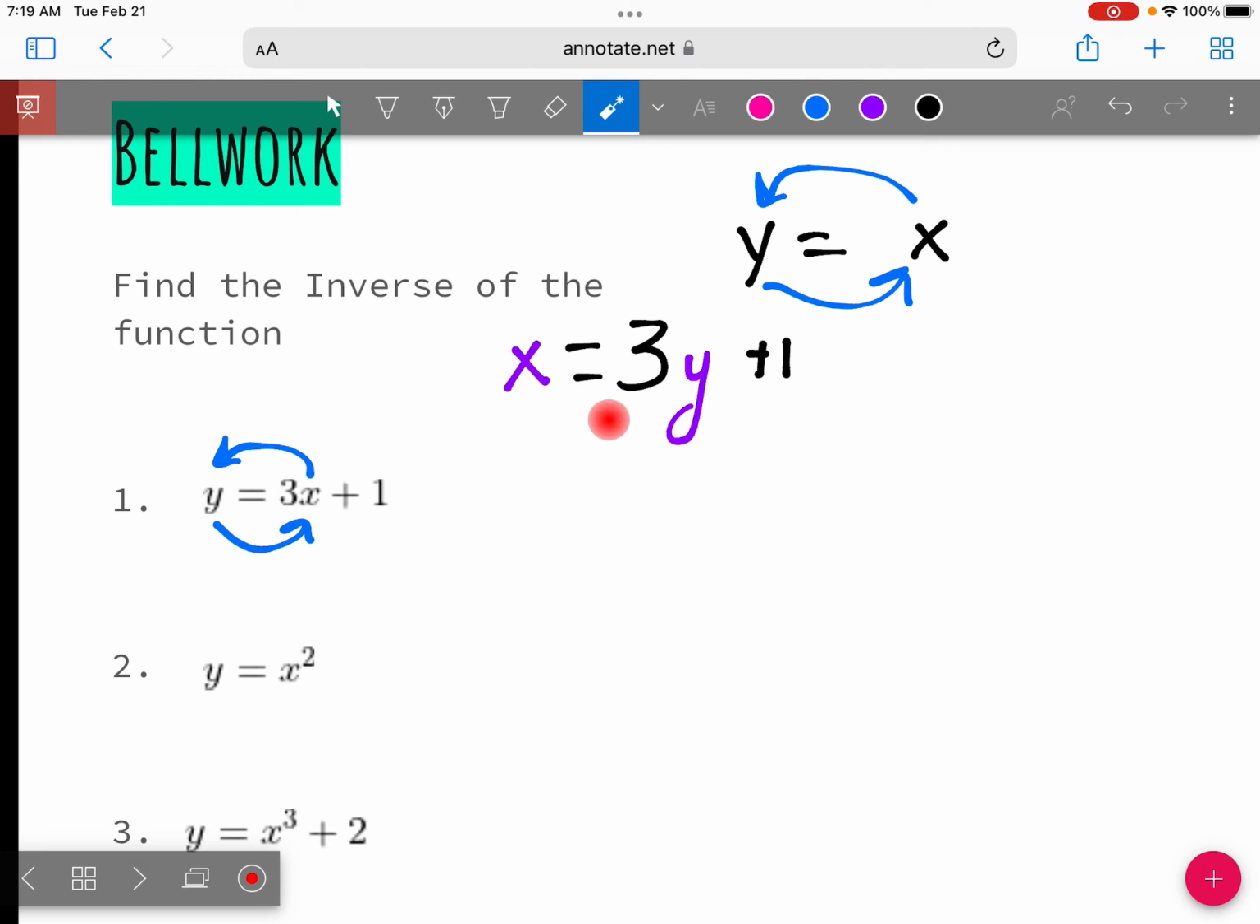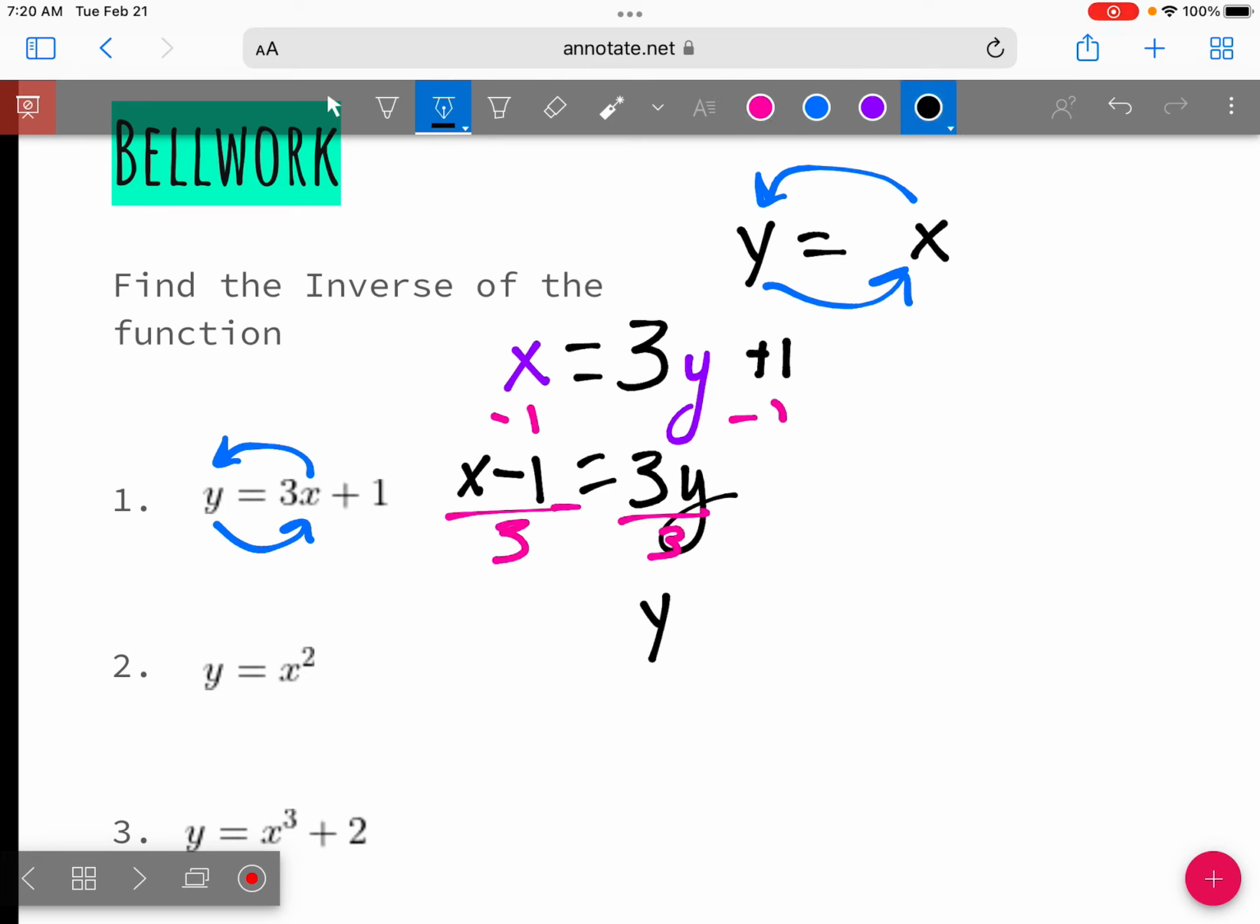What do I need to do to this to make it be a y equals? How do I get y by itself? We will have to divide by 3, but what should we do first? Subtract the 1. So we're going to subtract 1 from both sides. That's going to give me x minus 1 equals 3y. And now what are we going to do? Divide by 3.